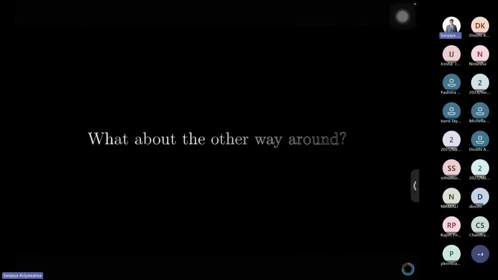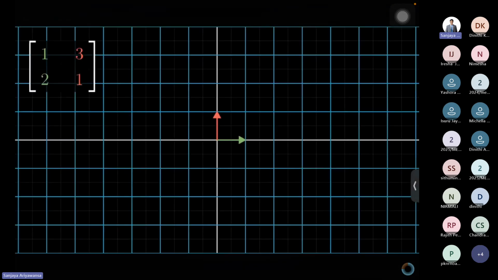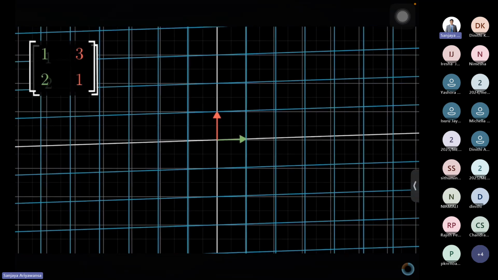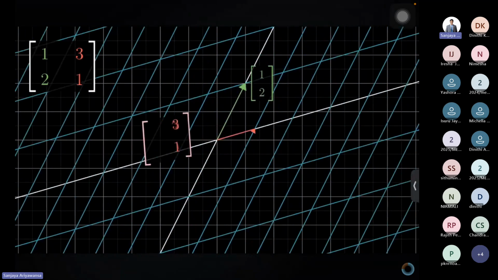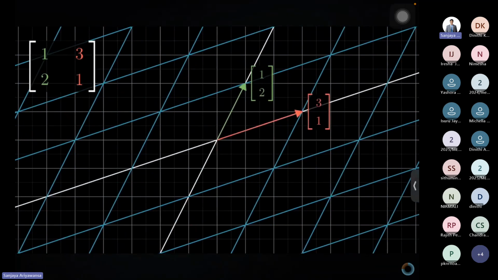Let's say we want to go the other way around, starting with a matrix, say with columns 1, 2, and 3, 1, and we want to deduce what its transformation looks like. Pause and take a moment to see if you can imagine it. One way to do this is to first move i hat to 1, 2, then move j hat to 3, 1, always moving the rest of space in such a way that keeps grid lines parallel and evenly spaced.